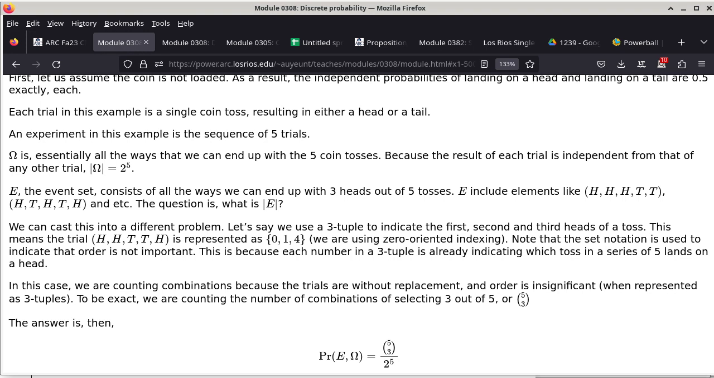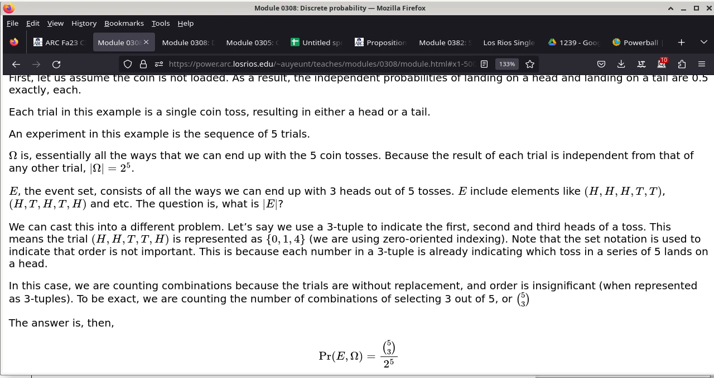We have exactly five trials, 0, 1, 2, 3, and 4, of which we want three of them to end up with heads. So it becomes the same thing as choosing three out of five. And because we are looking at a set of 0, 1, 4 instead of a tuple of 0, 1, 4, that means ordering is not important. So we are counting the number of combinations and not the number of permutations.